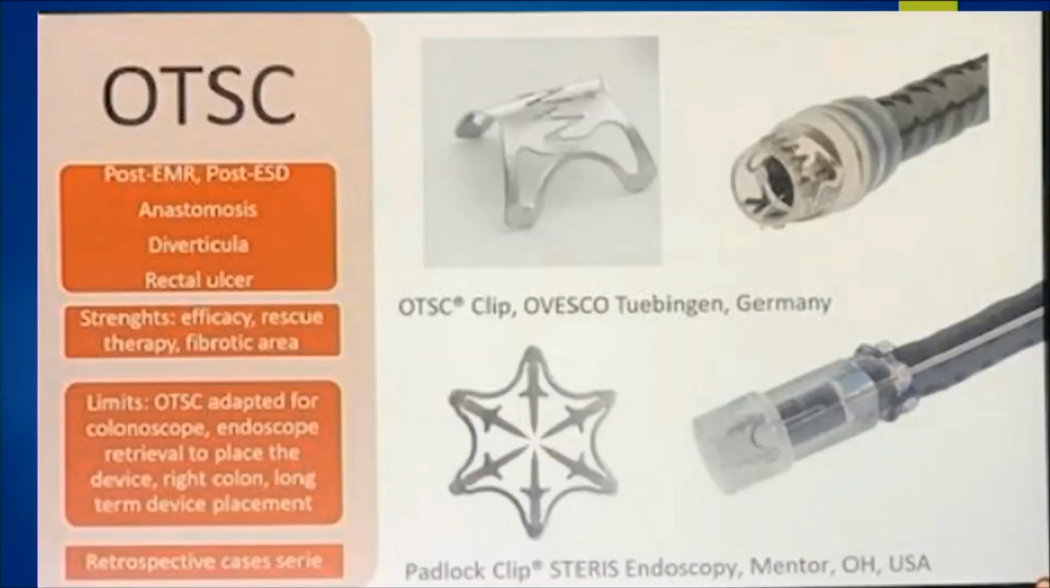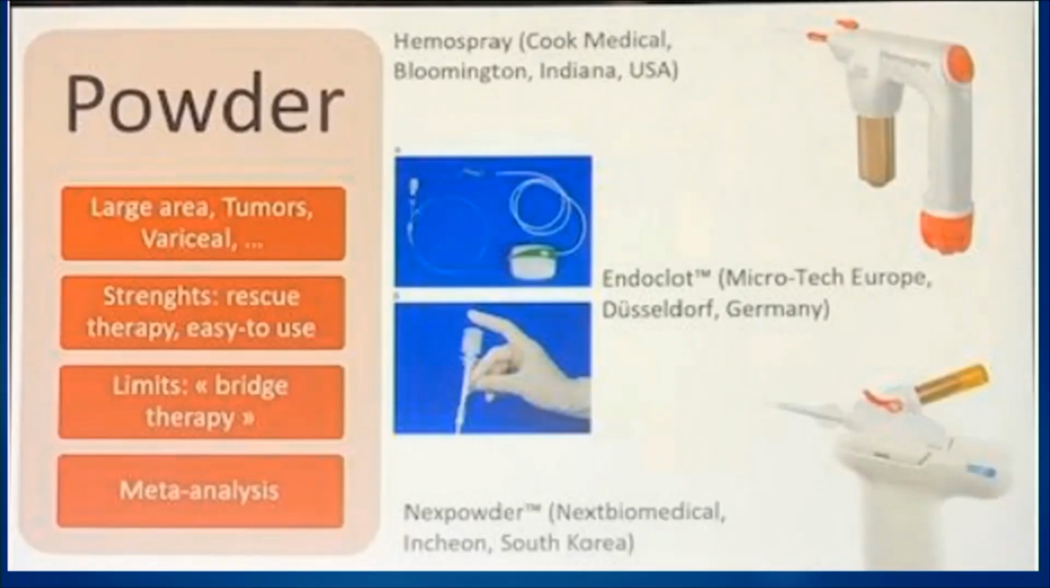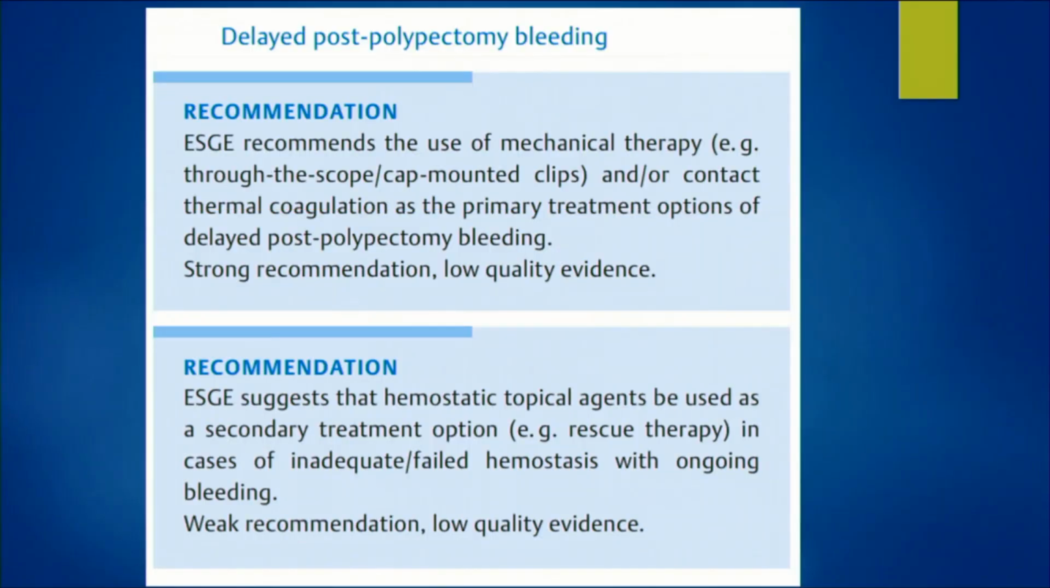The other option is over the scope clips, that is Ovesco, or through the scope clips. Powder, that is Hemospray, is not a permanent method. It is actually a salvage method. If you have a wide surface of bleeding, like a tumor or chronic ulcers, and you cannot catch any blood vessel, it is probably more appropriate to spray the Hemospray. But as I said, it is not a durable method. It lasts probably 1 to 2 days, and you have to think about what to do next.